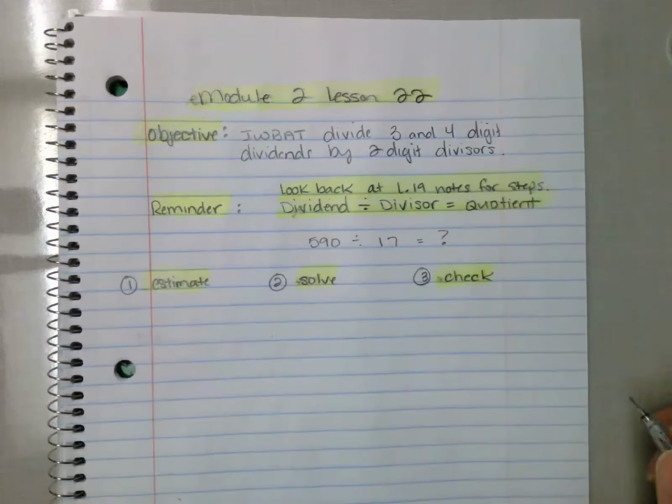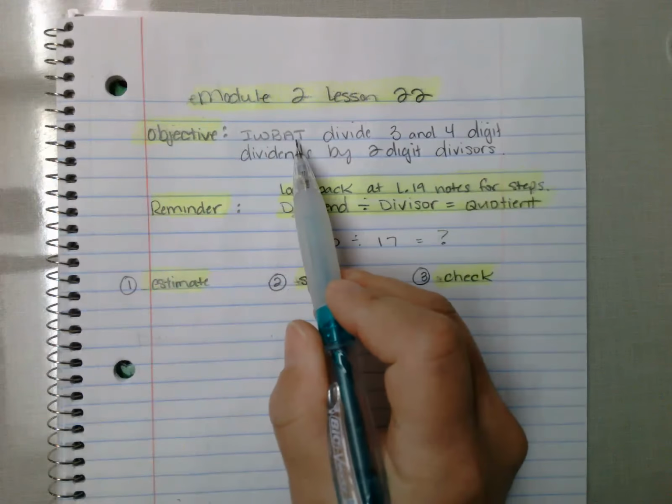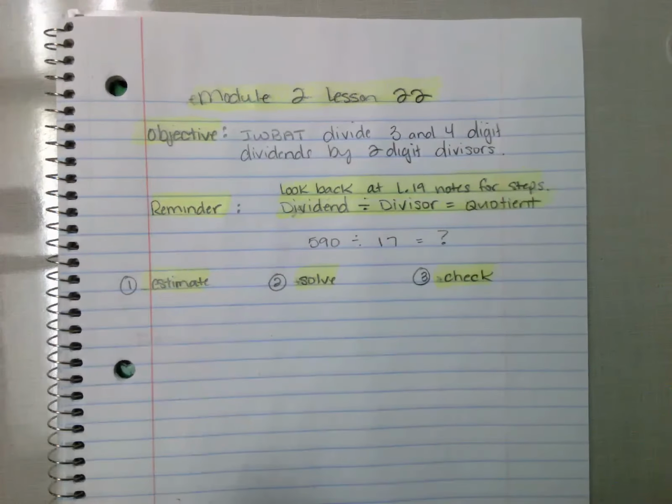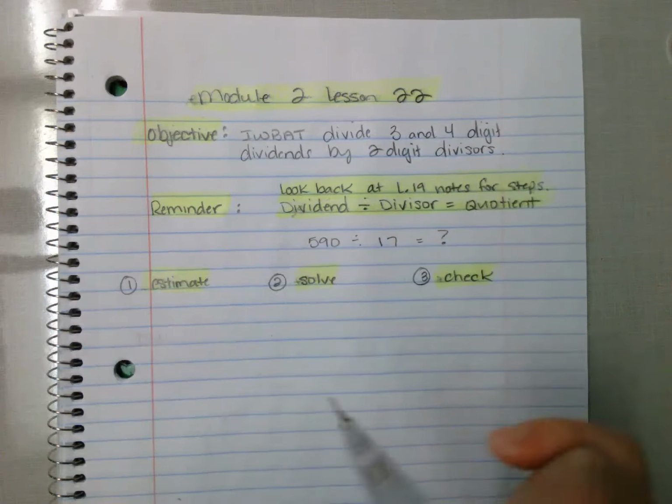All right, so for today's lesson, we are going to go over Module 2, Lesson 22. Our objective for today, our purpose, is I will be able to divide 3 and 4 digit dividends by 2 digit divisors. Okay, so a reminder, if you need to go back to lesson 19 notes, we have our steps and our definitions.